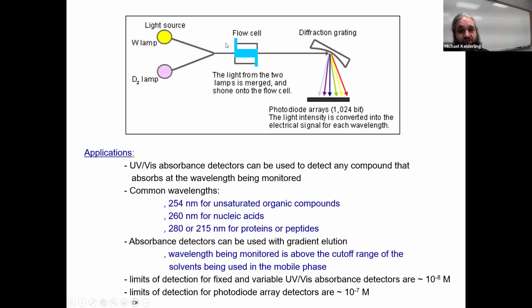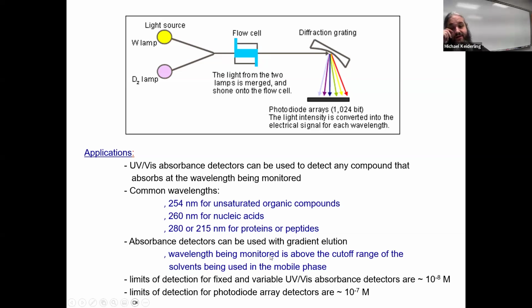So this is how the photodiode array works. You have a light source, you go through the flow cell, and then you have a diffraction grating and a photodiode array. And you can detect any compound that absorbs at the wavelength being monitored. Common wavelengths are 254 nanometers for unsaturated organic compounds, 260 nanometers for nucleic acids, and 280 or 250 nanometers for proteins or peptides. And absorbance detectors can be used with gradient elution, because the wavelength being monitored is above the cutoff range of the solvents.